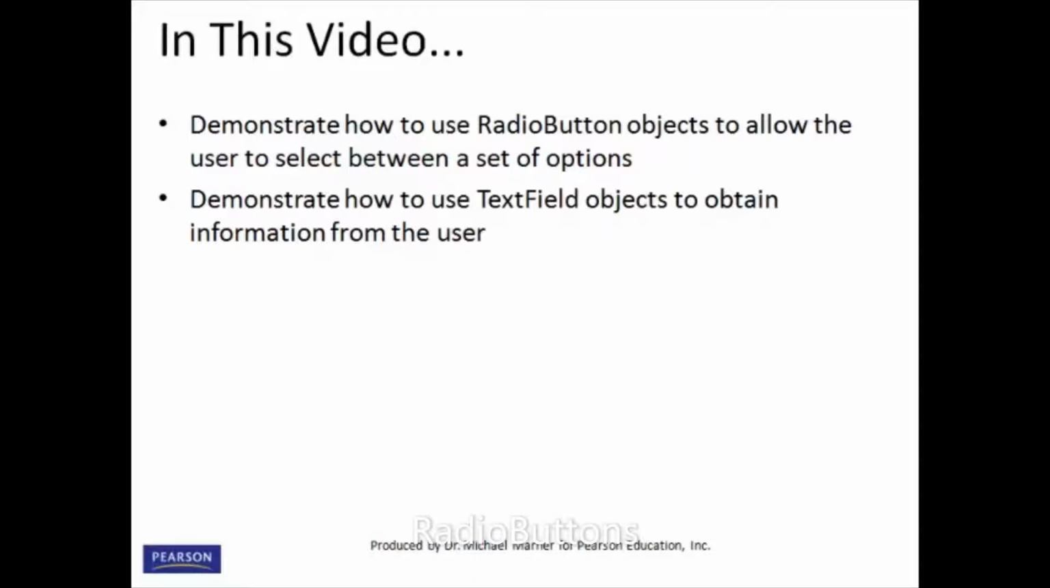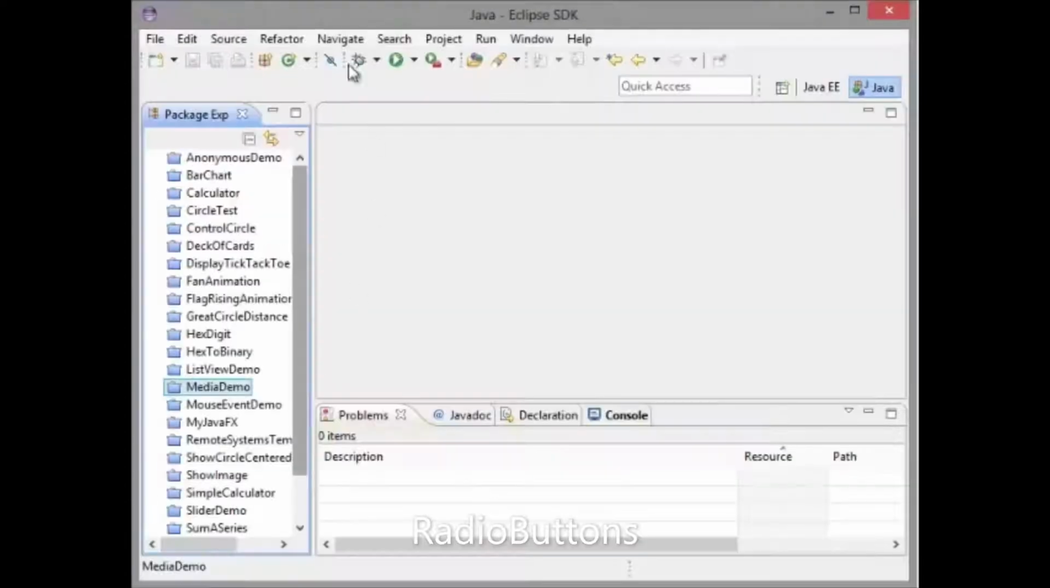Hello, in this video we're going to demonstrate how to use radio button objects to allow the users to select between a set of options, and we're also going to show you how to use text field objects to obtain information from the user. So let's jump over to Eclipse and get started.